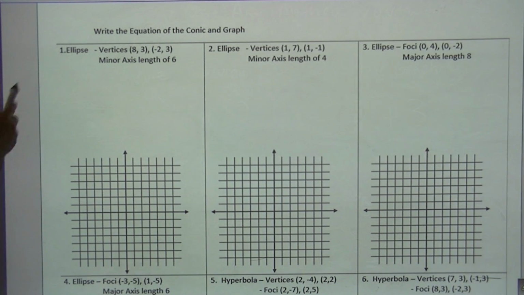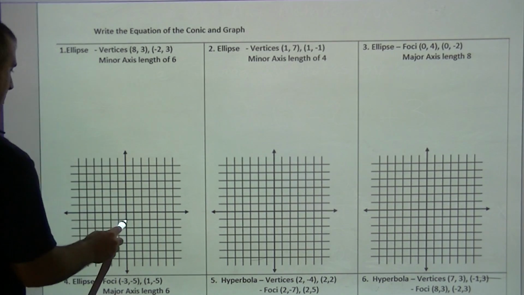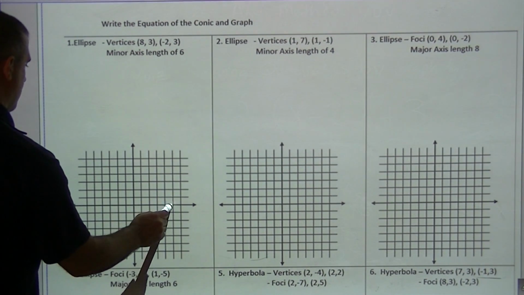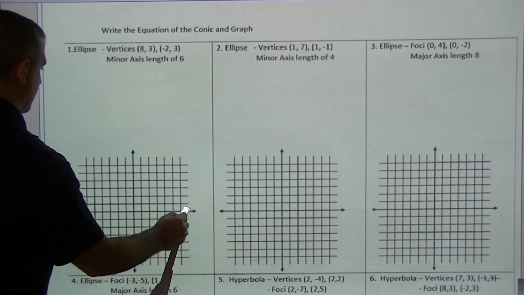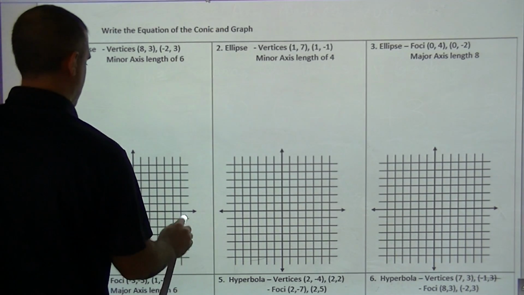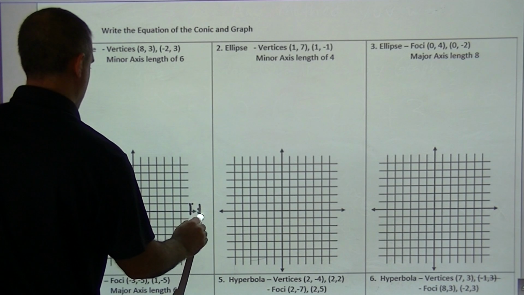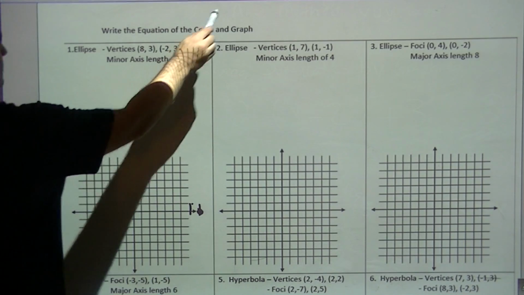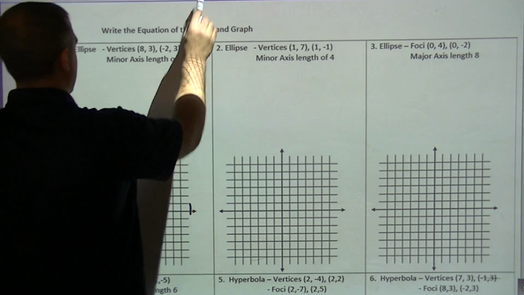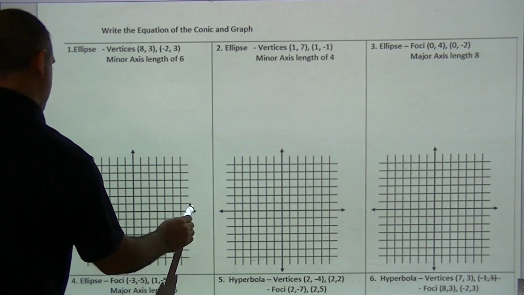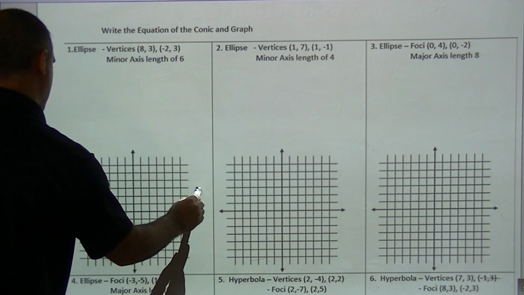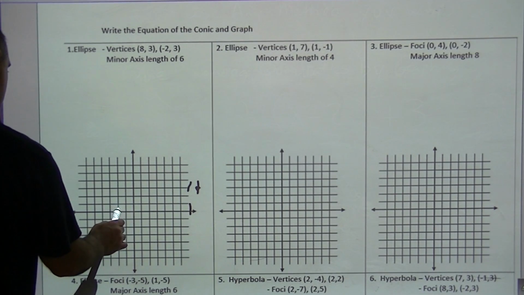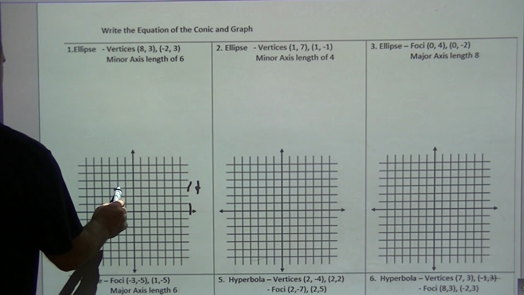All right, so it says the vertices are at 8, 3 and negative 2, 3. Okay, so 1, 2, 3, 4, 5, 6, 7, then 8, and then negative 2, 3. All right, so negative 8, 3. So 1, 2, 3. So somewhere like right here. Okay. All right, and then negative 2, 3. 1, 2, and 3. Okay.